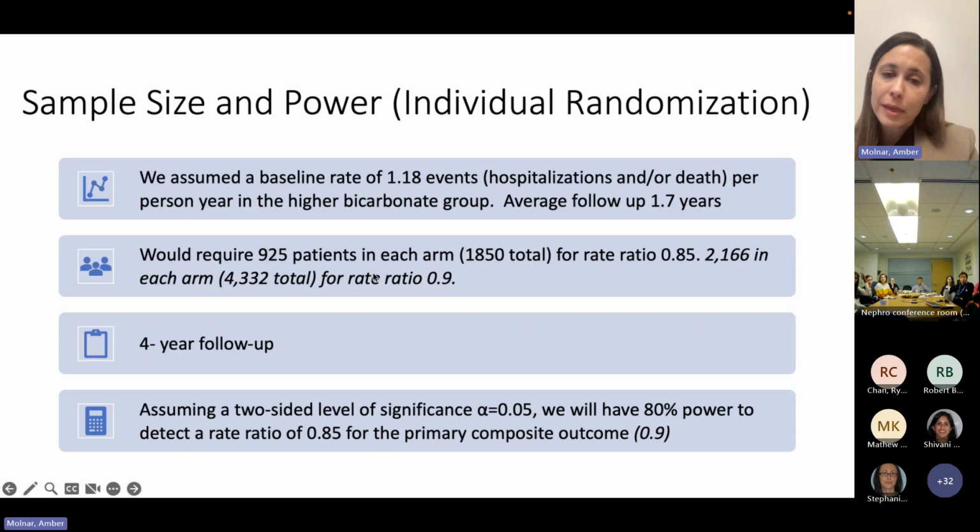And with this, we'll be able to actually look at a rate ratio of 0.9, so a smaller difference between the intervention groups. And there are more than 12,000 dialysis patients across Ontario. So if we get really good buy-in and high uptake across the various units, we might actually also be able to reduce this 4-year follow-up, and this will reduce the costs of the trial even further.